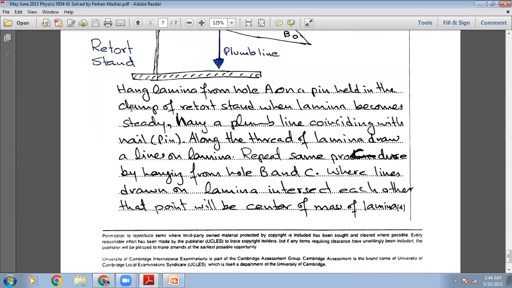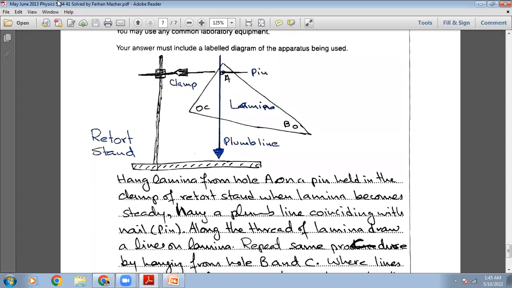Okay. Hang the lamina from the hole A on a pin held in the clamp of a retort stand. When the lamina becomes steady, hang a plumb line coinciding with the pin, and draw a line on the lamina along the thread. Repeat the same procedure by hanging from hole B and C, where the lines drawn on the lamina intersect each other. That point will be the center of mass of the lamina. So this is our answer.